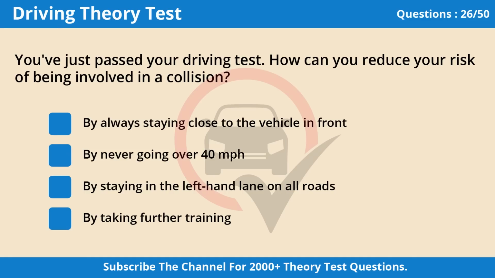Question 26. You've just passed your driving test. How can you reduce your risk of being involved in a collision? A. By always staying close to the vehicle in front. B. By never going over 40 miles per hour. C. By staying in the left-hand lane on all roads. D. By taking further training.